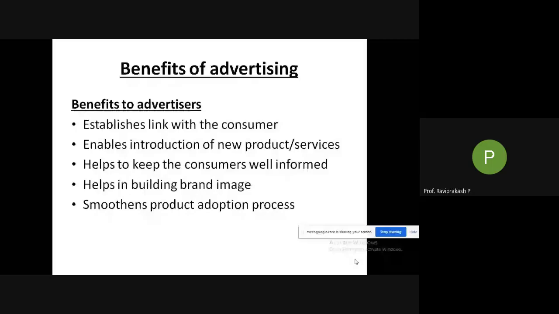Okay, from your competitor's product to your product. So it says that it smoothens the product adoption process. That means adoption in the sense they are trying to use your product, or they're trying to change whatever they are using earlier and they want to use your product. So how easy is it? Because you should tell them, it is very easy for one person to change whatever he is doing, or whatever product he is using.